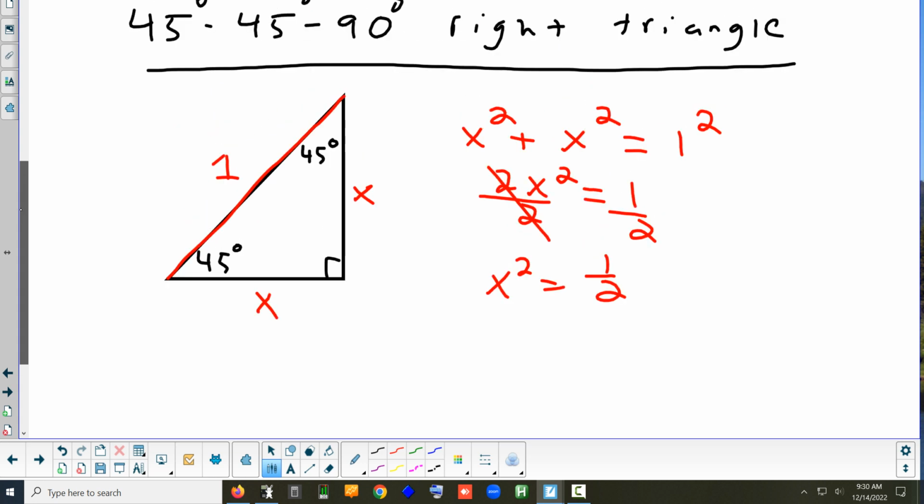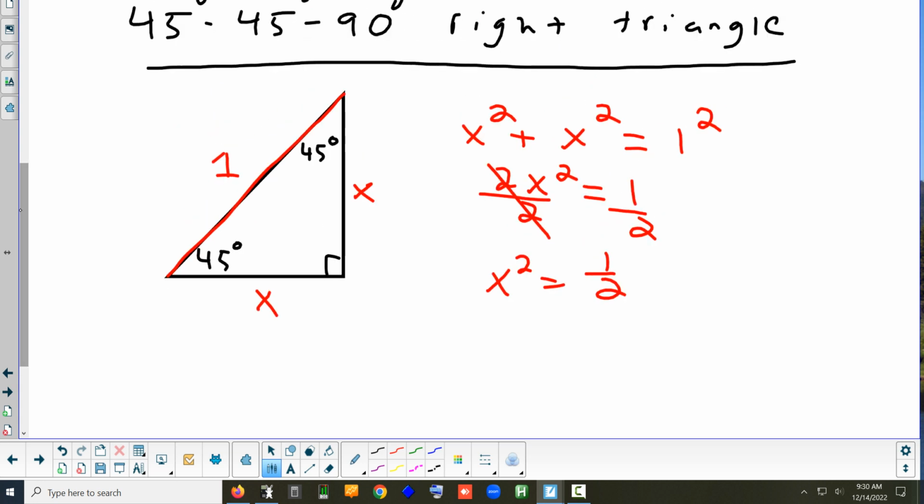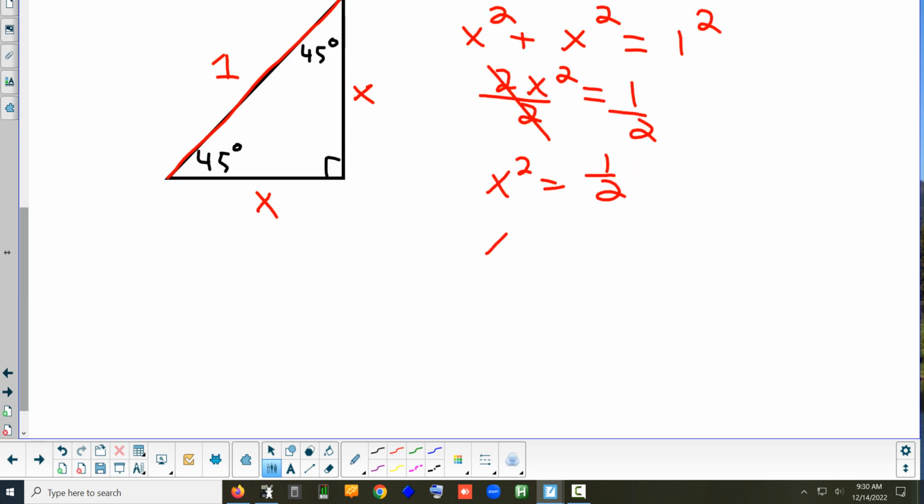But I don't want to know x squared. I want to know what x is. How far over and how far up. So what do I have to do to get rid of that exponent of 2? Find the square root of both sides. Yep, take the square root of both sides. And to square root a fraction, you just square root the top and the bottom. That's how you do it.